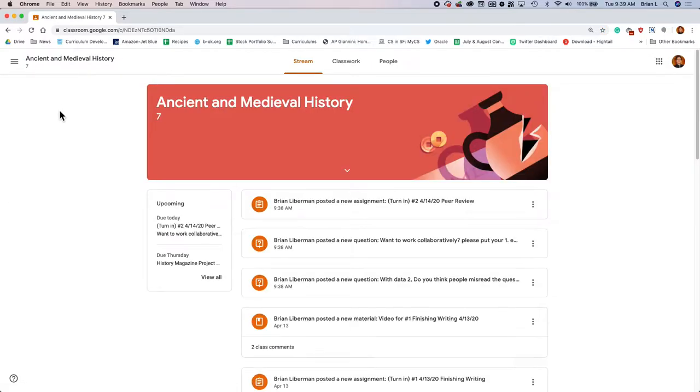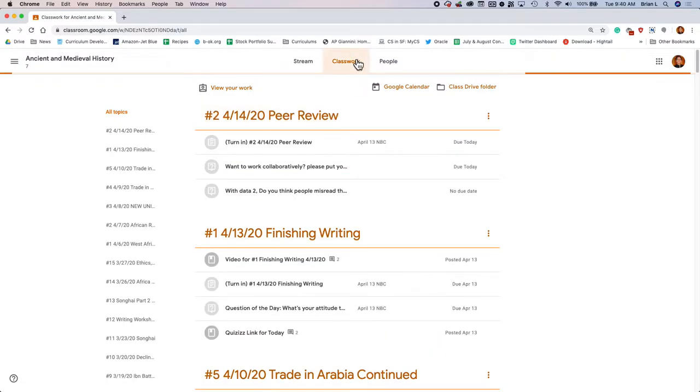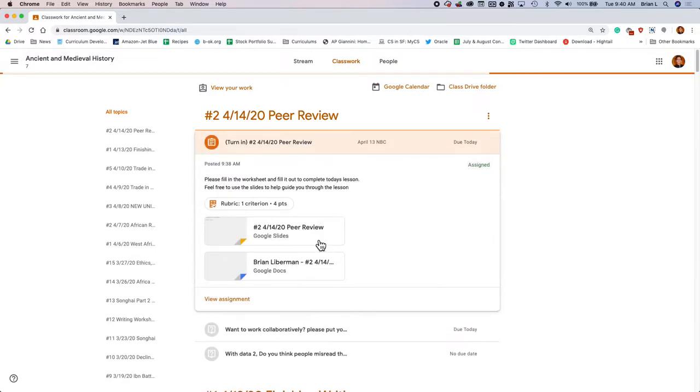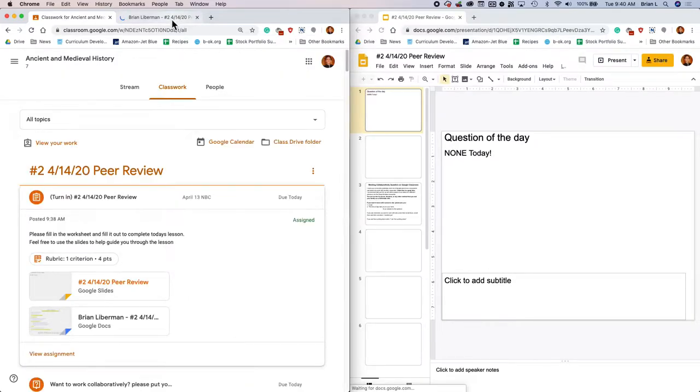I'm keeping it pretty light again today, just for you all, because I don't know how much work you're really getting in your other classes, and I don't want to overburden you this week. To jump on in, I'm hitting classwork and jumping into the turn-in document. As you can see, we've got the document that you got to fill out, and we've got the presentation for today. I'm going to split screen this because I think it might be a little bit easier to follow along.